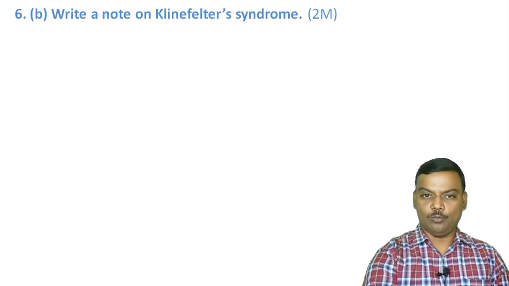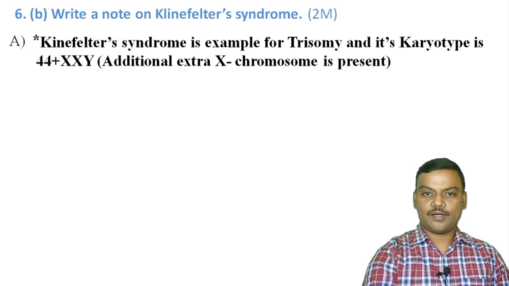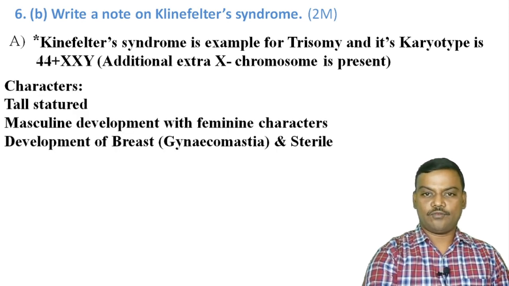Question B is also a 2 mark question. Write a note on Klinefelter syndrome. The answer is, Klinefelter syndrome is an example of trisomy and its karyotype is 44 plus XXY. In this disorder, one extra X chromosome is present in the nucleus. The characters of Klinefelter syndrome are tall stature, masculine development with feminine characters, development of breast called gynecomastia, and the males are sterile in nature. These are valid points for 2 marks, and if they ask the question for 3 marks, these points are enough for 3 marks also.